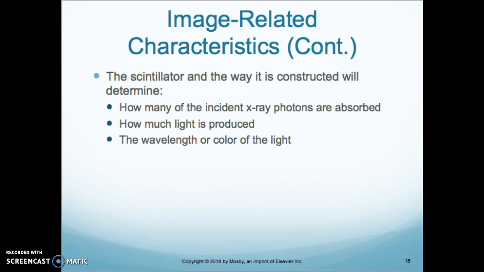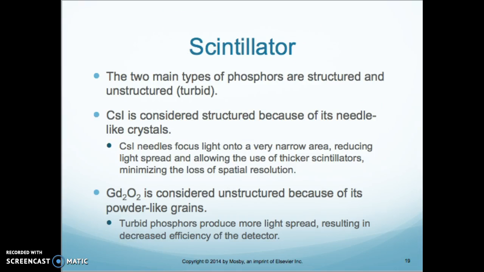The scintillator, and the way it is constructed, will determine one, how many incident electrons are absorbed, two, how much light is produced, and three, the wavelength or color of the light. So with the scintillator, there are two main types of phosphors. They're structured and unstructured, or turbid.